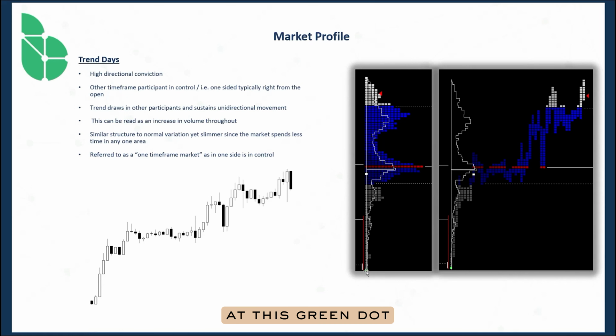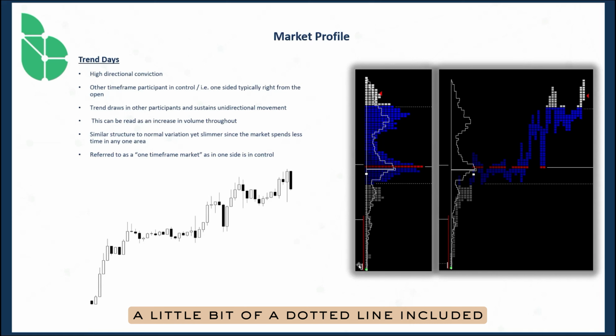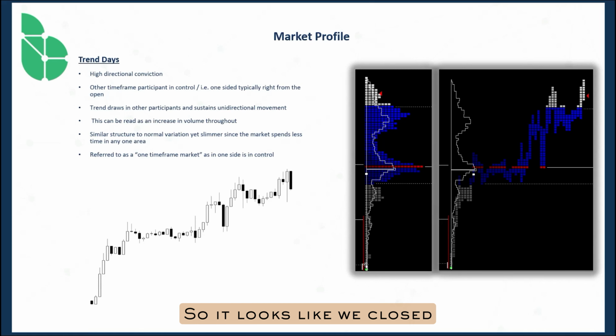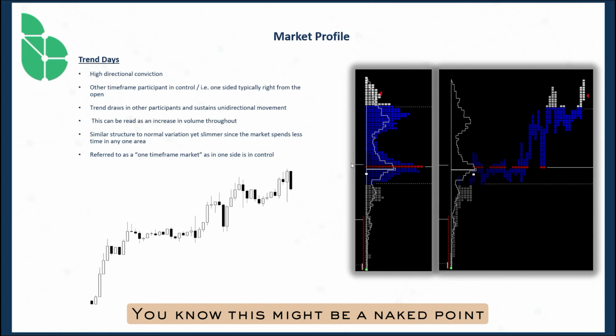So the open is down here at this green dot. You can see previous structure. If you see that there's a little bit of a dotted line included, this looks like it would be a value area low, a value area high. So it looks like we closed at a value area low of the previous day. Here's your point of control. This might be a naked point of control from a previous day. I'm not sure because I cut this off.